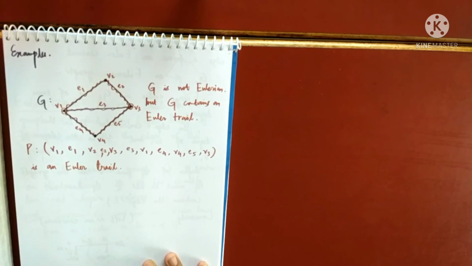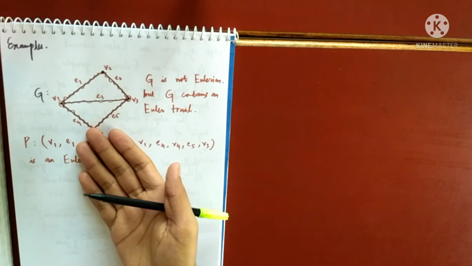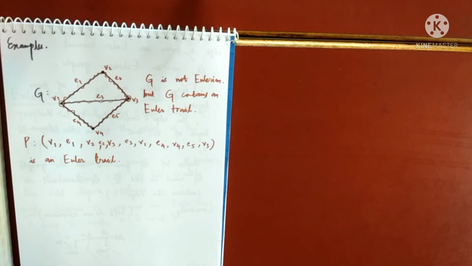So in exams, they might ask you some counterexamples like this. Draw a graph which contains an Euler trail but not an Euler circuit. This is the graph. Name a graph that contains an Euler circuit but not an Euler trail, and so on. And draw a graph that has neither an Euler circuit nor an Euler trail. So how will you draw that graph?